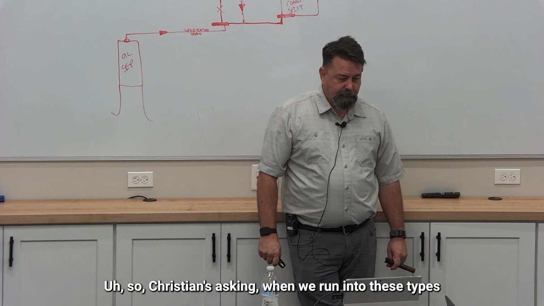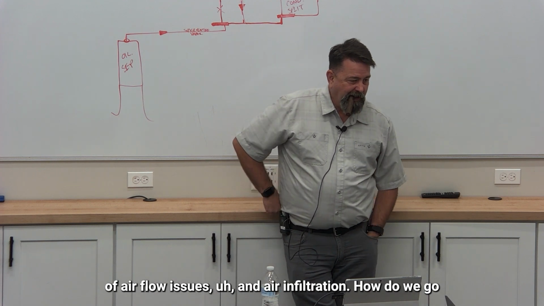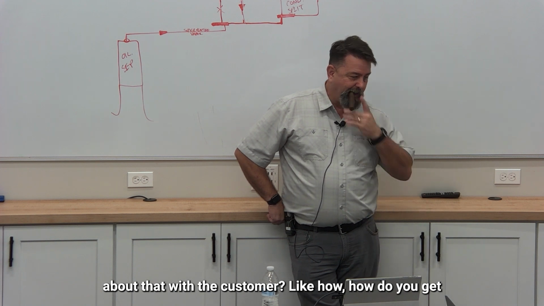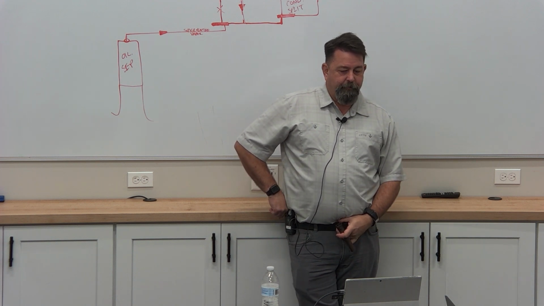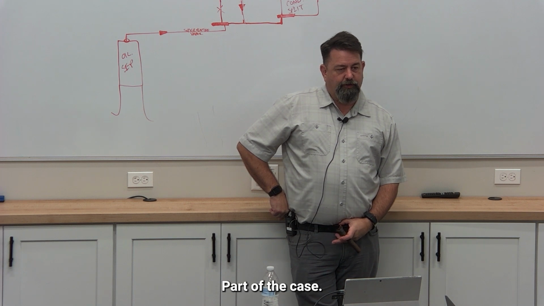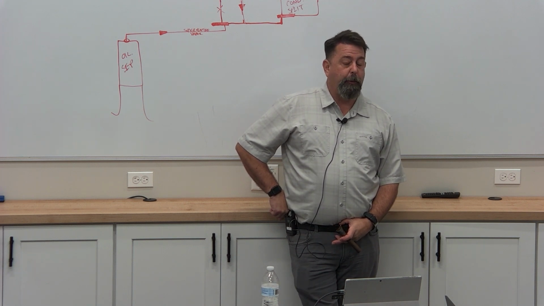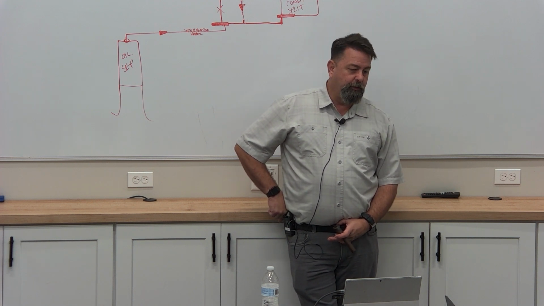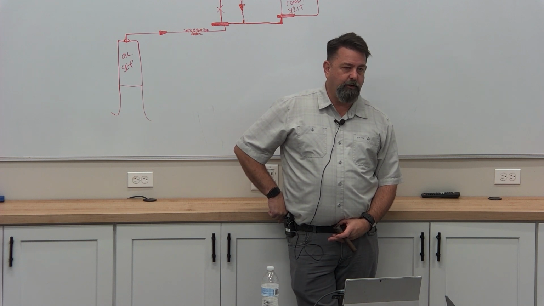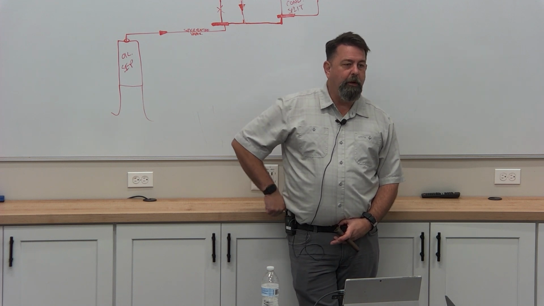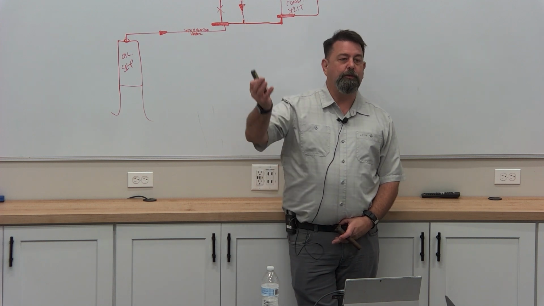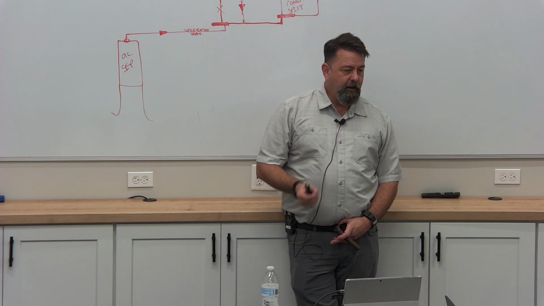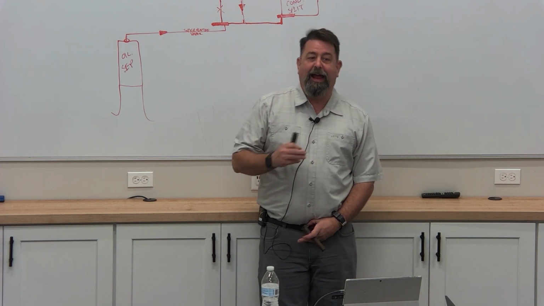So Christian's asking, when we run into these types of airflow issues and air infiltration, how do we go about that with the customer? How do you get the customer on board to fix that? There's a couple different ways. The proper process, if we want to follow the process to a T, is we go through the GM, whoever our GC is, and have them approach the customer to hire someone to fix that ductwork, because it's not really our responsibility. That's the proper process.